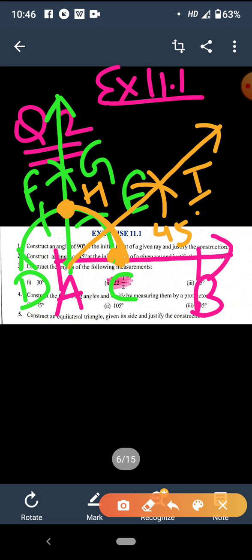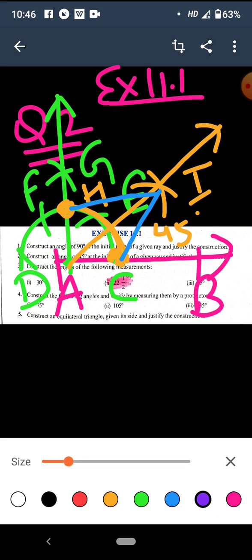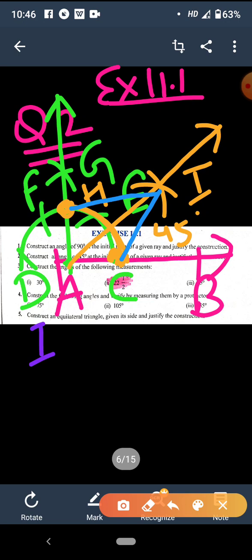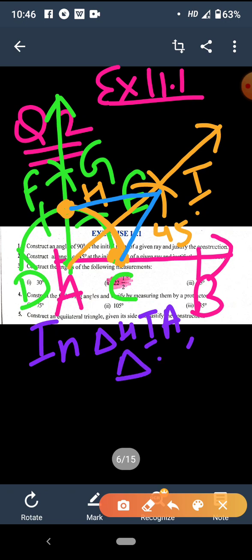Now you have to justify. So for the justification, beta, you just join HI and IC. Okay, so you can see here, for the justification I am taking triangle HIA and triangle CIA.